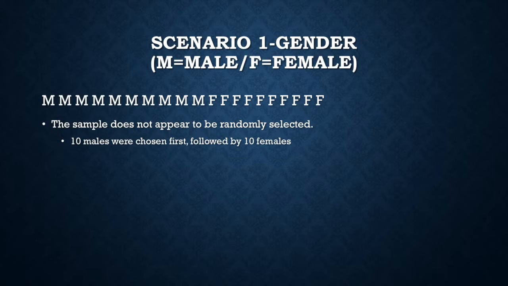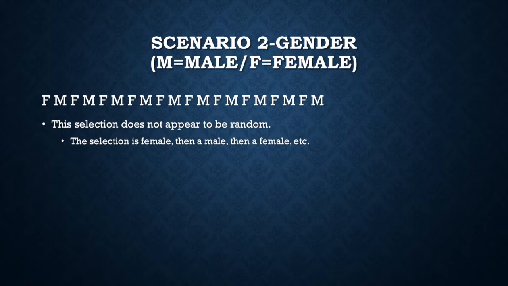Scenario 1. M is marked for male, F is marked for female. We can see here that 10 males are selected followed by 10 females, and the sample does not appear to be randomly selected. Scenario 2 also does not appear to be random because the selection is female, male, female, going on to the end of the problem.